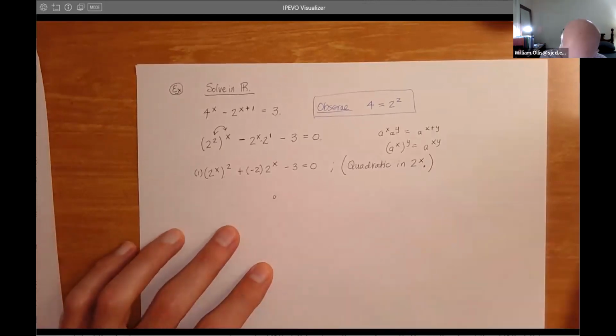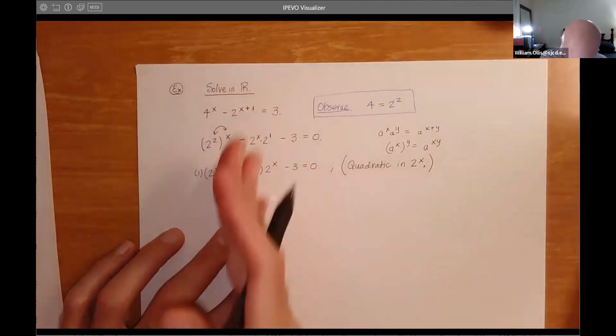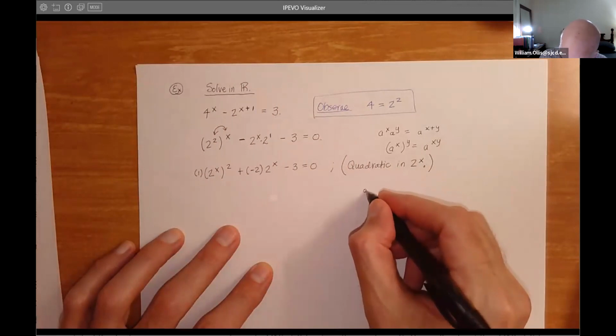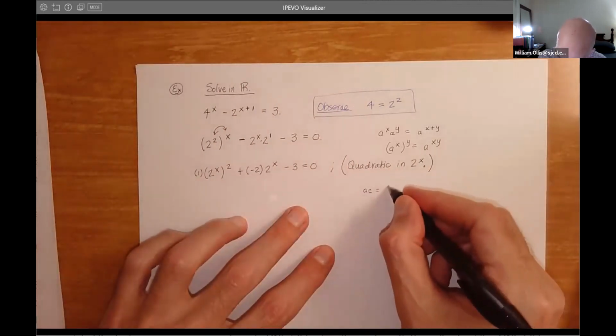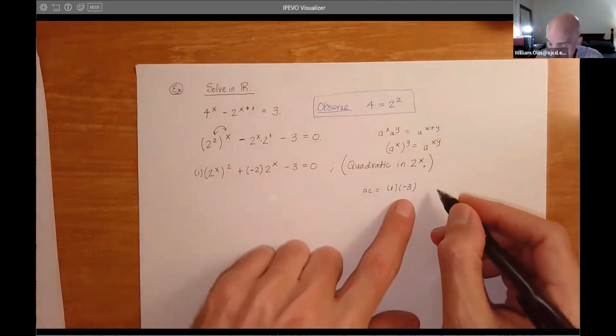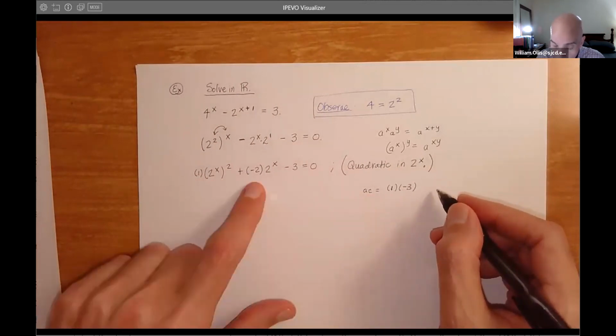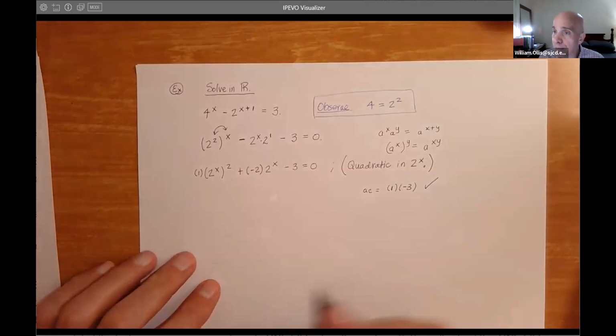So, well, let's do a little sidebar. We'll write this over to the right so we don't interrupt the flow of the problem. So we have AC, in this case, is 1 times the negative 3. But of course, that's really good because the sum of these two factors gives us the negative 2. So that's a check, all right?